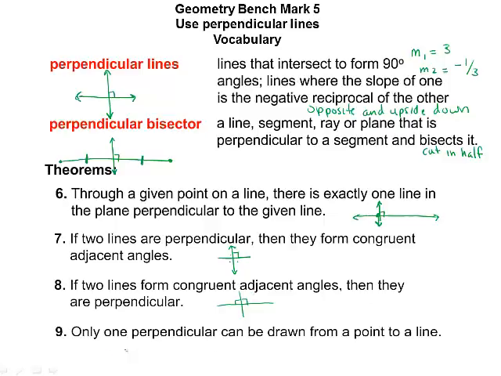And then only one perpendicular can be drawn from any point to a line. So if I have some line and then I have some point somewhere out in space, it's kind of the same thing as number 6. There's only one line that can go through that point that will be perpendicular to my line. Any other line wouldn't be perfectly perpendicular. It could be like 89 point repeating 9s, but it still would not be 90 degrees.